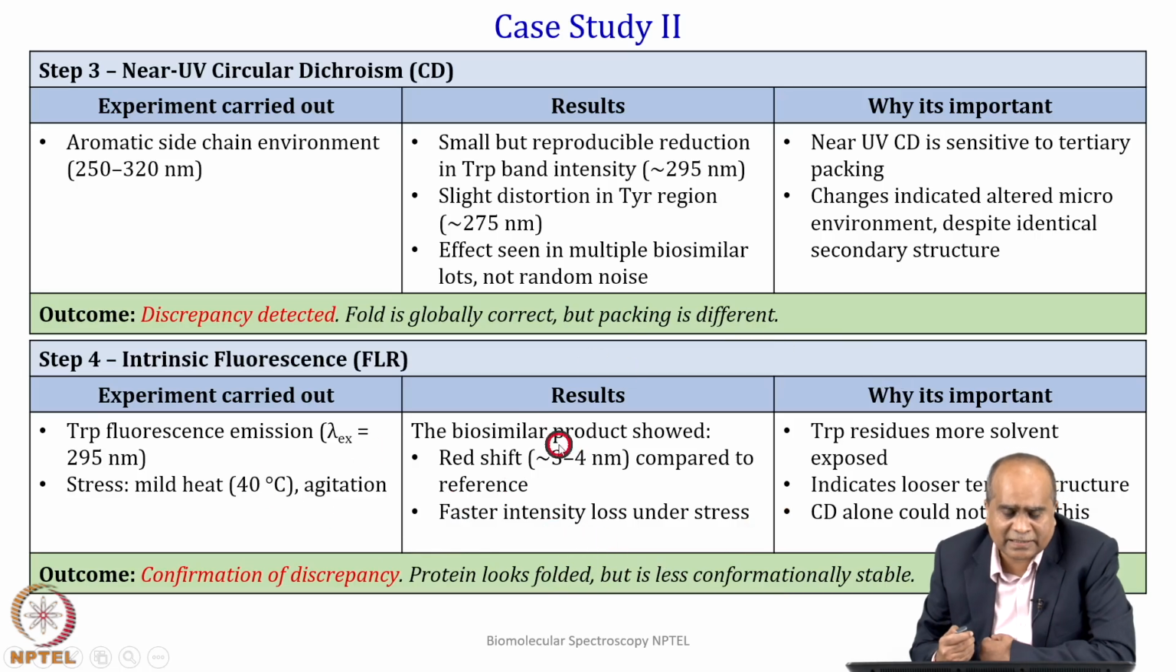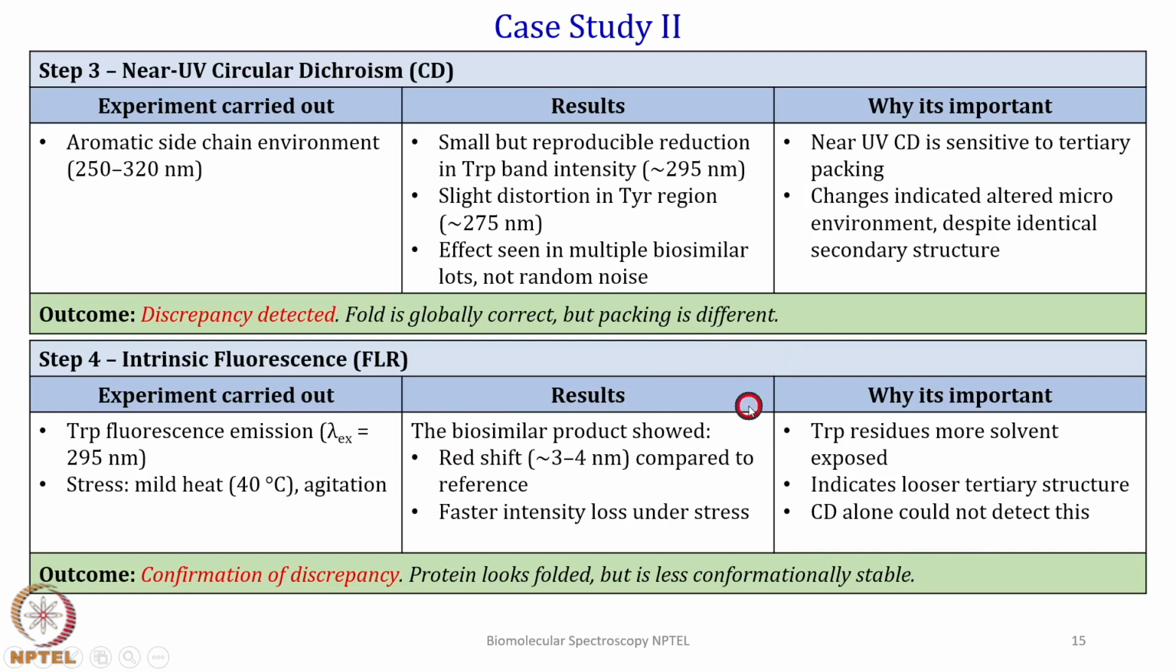So this technique detects that if we stress, intensity is lost. But here, in the biosimilar lot and reference lot, there is no stress, we are just measuring the sample, and even in that sample a 3 to 4 nanometer shift is happening. This suggests that tryptophan residues are more solvent exposed compared to the reference product. It indicates, as in the stressed sample, a loss of some tertiary structure. CD alone could not detect it, but now we are confirming.